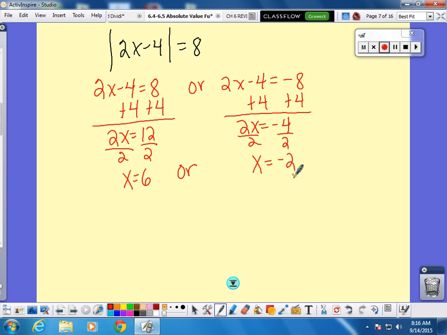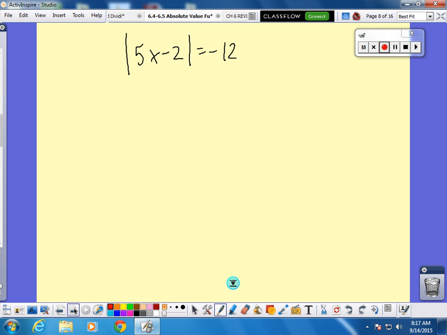You guys agree with 6 and -2? The 6 checks out, if I plug in 6, 2 times 6 is 12, 12 minus 4 is 8, absolute value of 8. What about -2? 2 times -2 is -4, -4 minus 4 is -8, absolute value of 8. So here's my 2 answers. Again, just like any equation, if you substitute it in, it works, you know you have the right answer, so you can assure that you're correct.